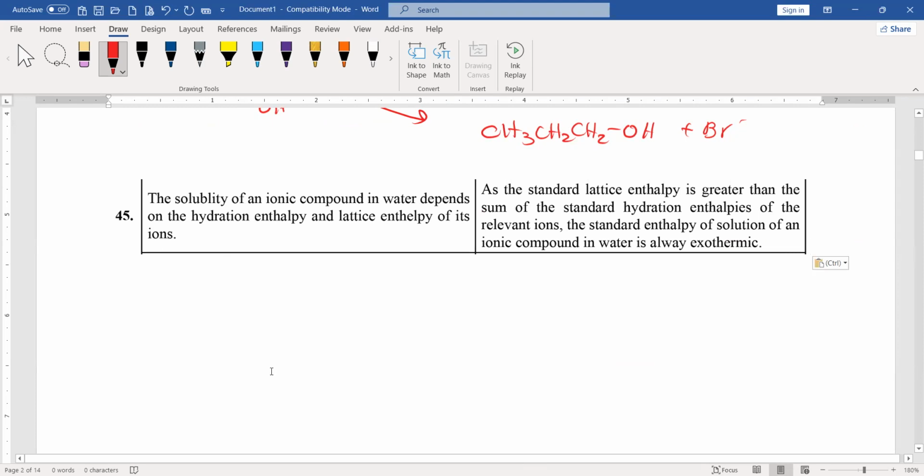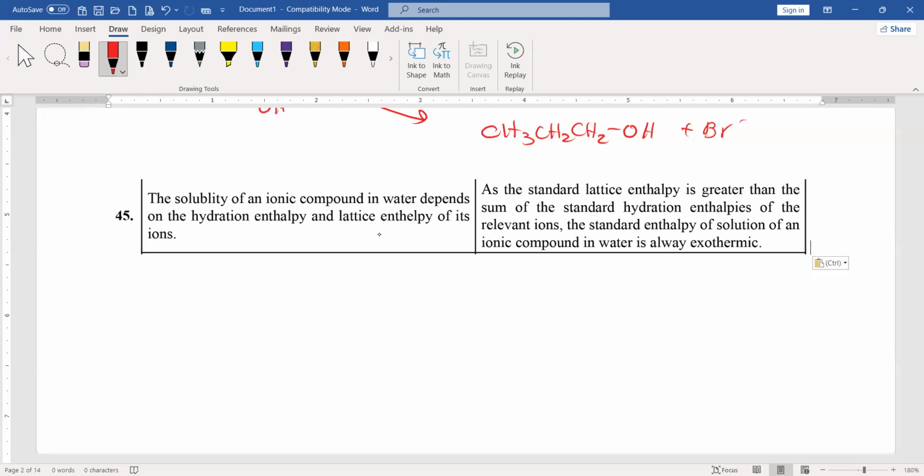The solubility of an ionic compound in water depends on the hydration enthalpy and lattice enthalpy of its ions. Yes.